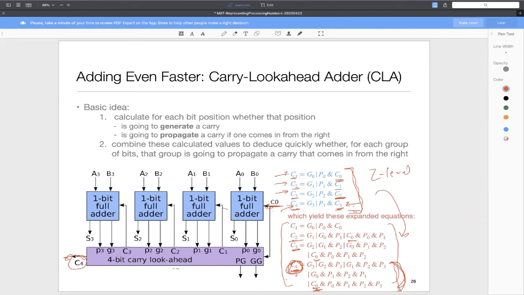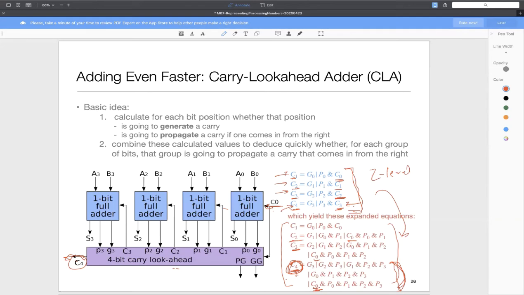So without having to ripple through. Okay, so these red equations are basically obtained by resubstituting things, right? So I take the value of C1, plug it into the equation for C2. So now C2 is in terms of C0. Then I take that, plug it into the equation for C3. So then C3 becomes in terms of C0.